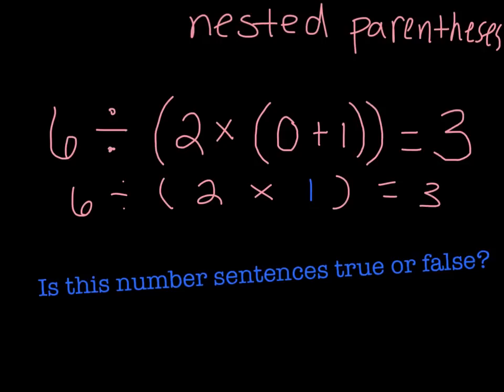2 times 1 is equal to 2. Rewrite the rest of our equation. 6 divided by 2 is equal to 3. And 3 is equal to 3. So is this number sentence true or false based on where the parentheses are? In this case, it is true. 3 is equal to 3.